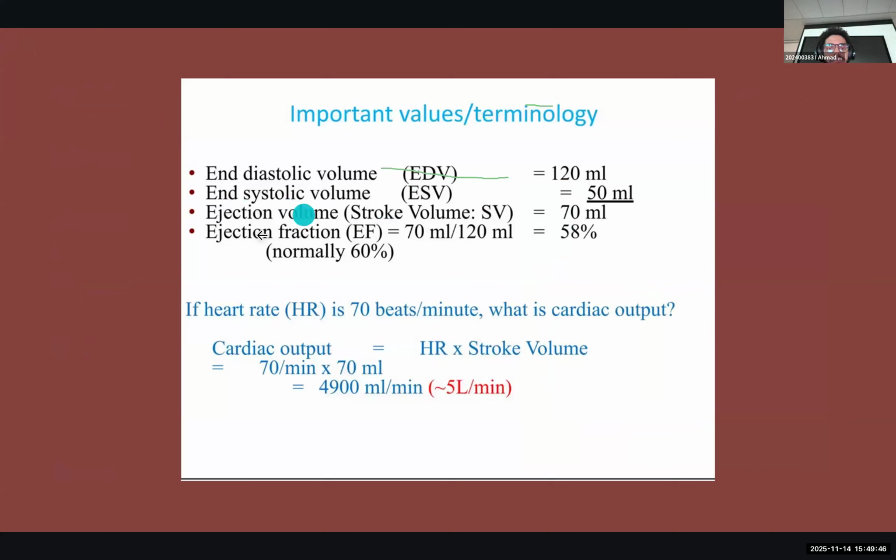Now, ejection fraction is another important factor that they might ask you about. Just know how to calculate it. It's basically going to be the stroke volume divided by the end diastolic volume. And it's normally somewhere around 58 to 60.